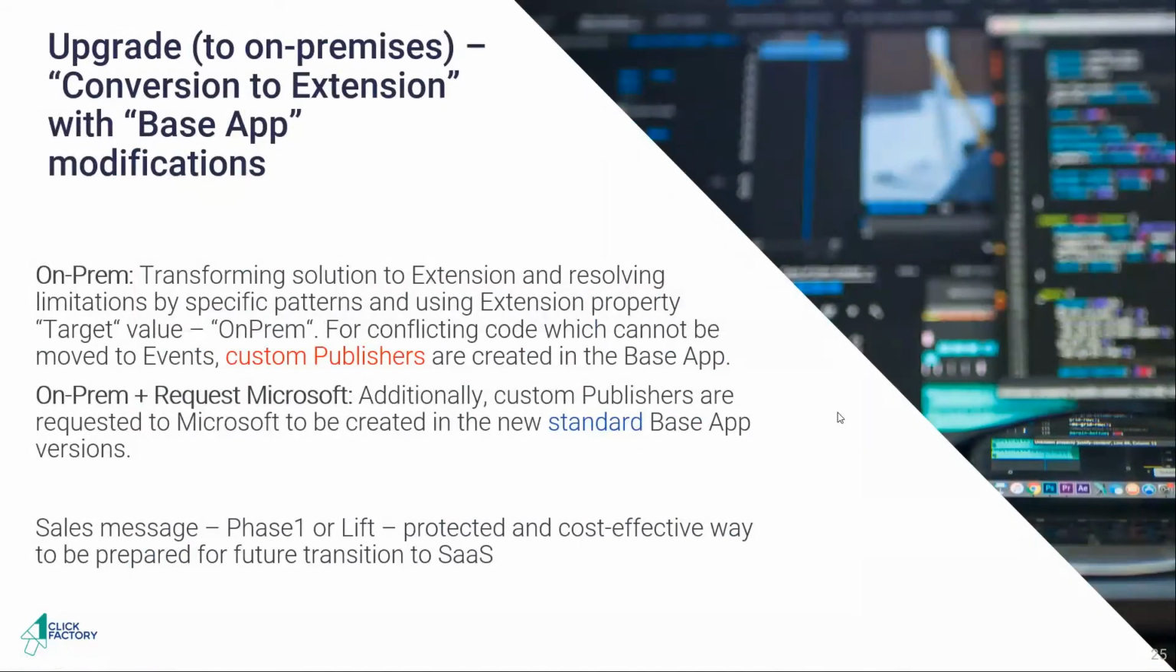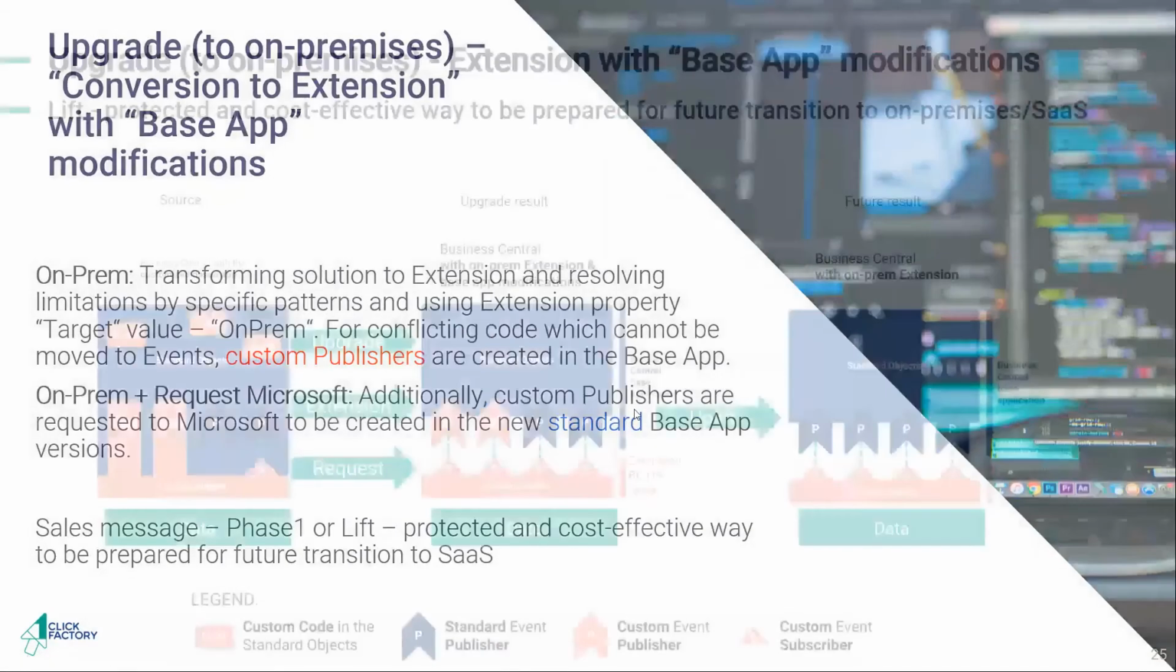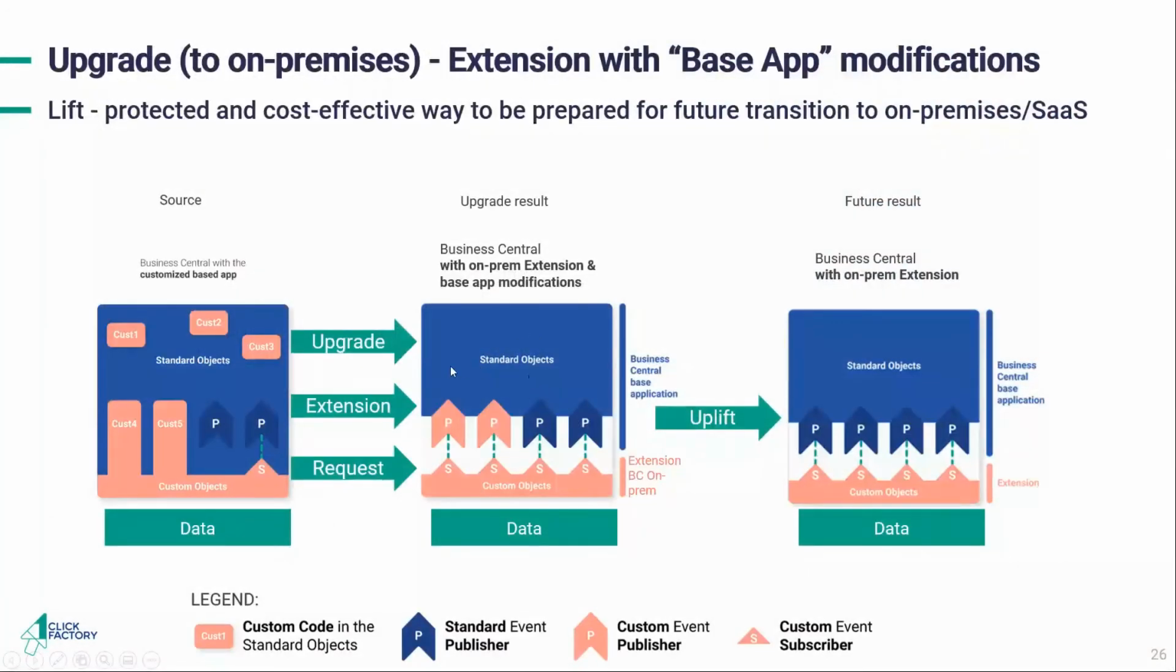Then how to go to on-premise. We recommend creating the extension using the Microsoft tool, but you still have some code conflicts where there are no standard publishers in the Microsoft Business Central base application. Our recommendation is to create custom publishers, but only where you need them, not for all modifications which cannot be moved. Maybe those modifications can be implemented a bit differently.